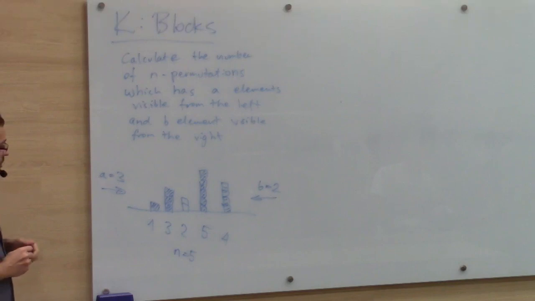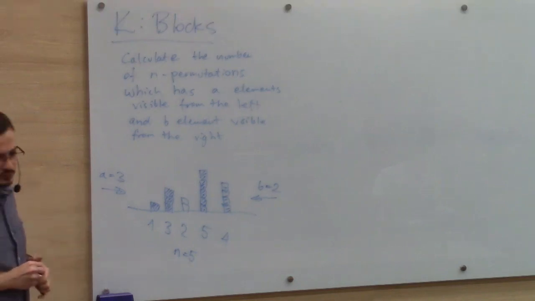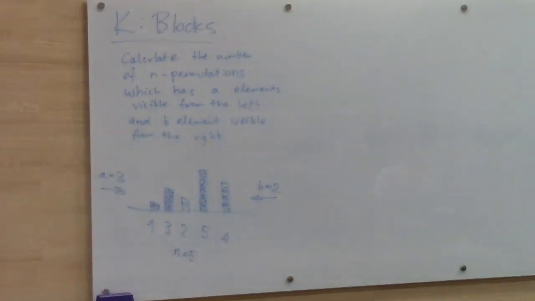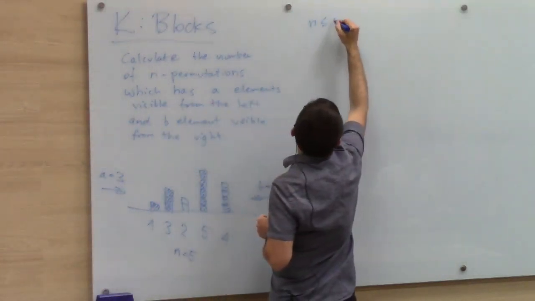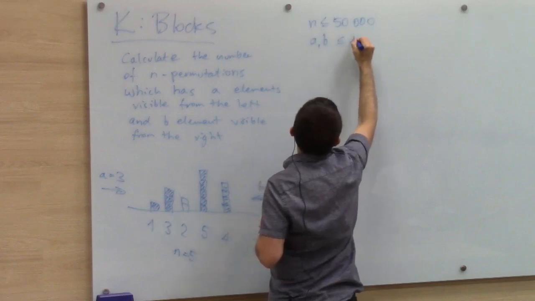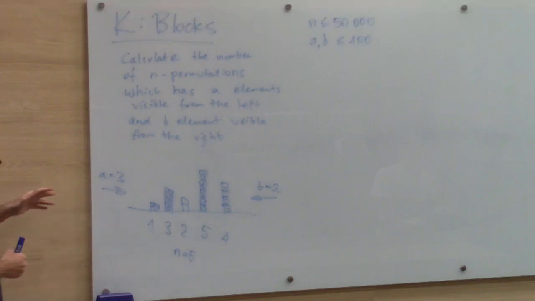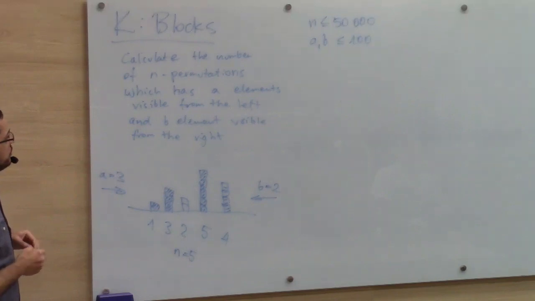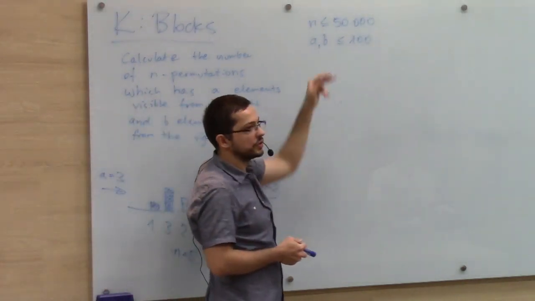So namely, we need to calculate the numbers of such permutations, and the limits in the task were: n was up to 50,000. A and B were up to 100, and actually we had multiple queries of some n, A, B. So basically, we will be aiming for a solution which, after some kind of preprocessing, will give us the ability to answer each such query in constant time.